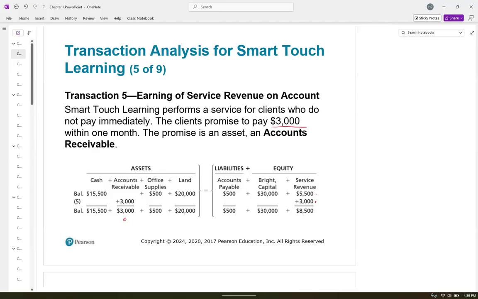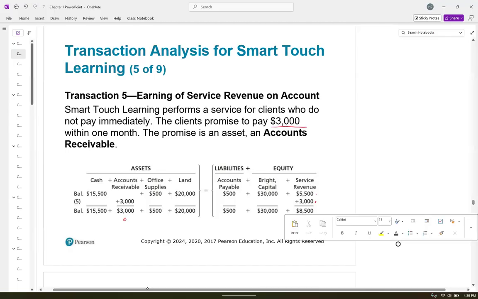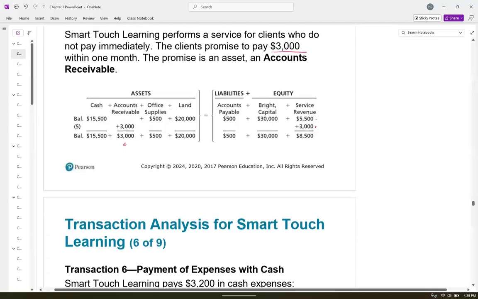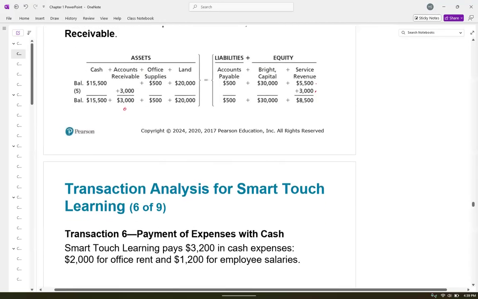We still make the entry. Okay. We will make another entry when we get the cash. Okay. That is to come. I don't think that's quite the next transaction. All right, here we go.